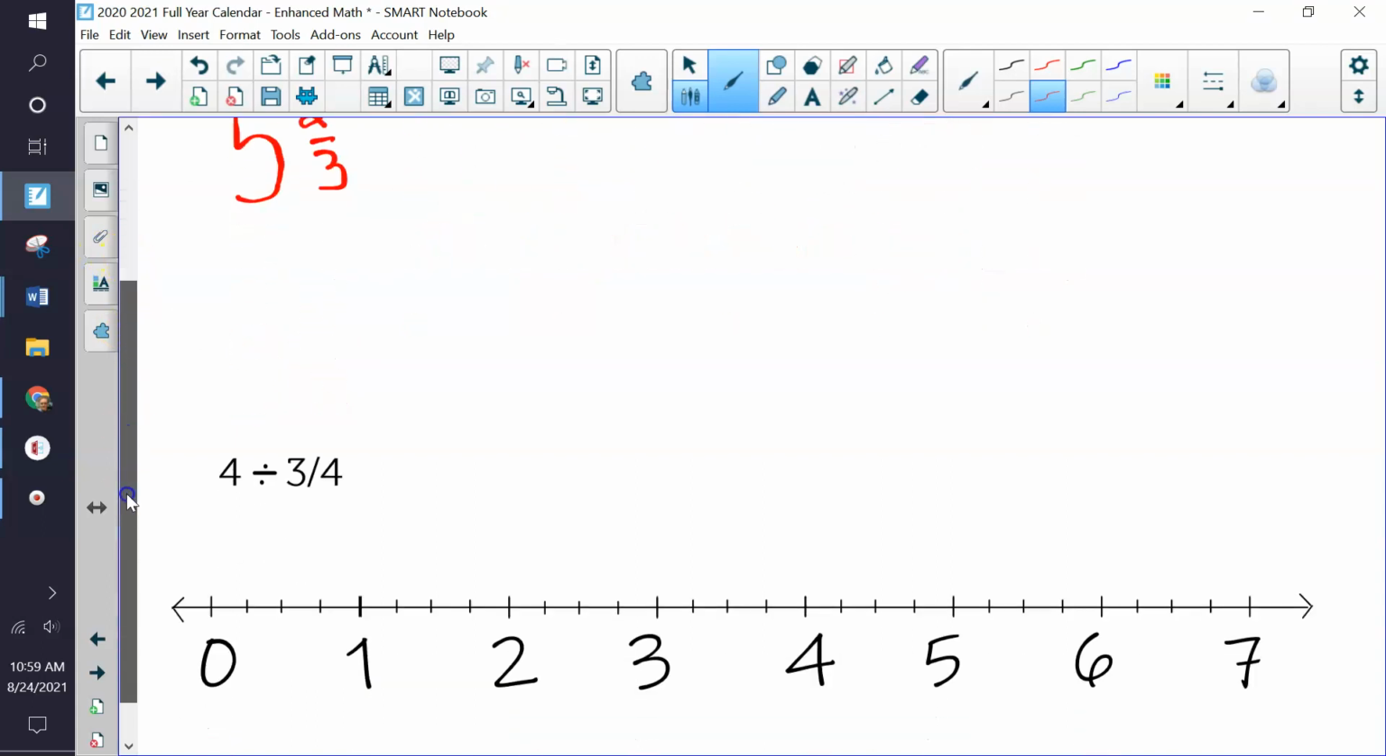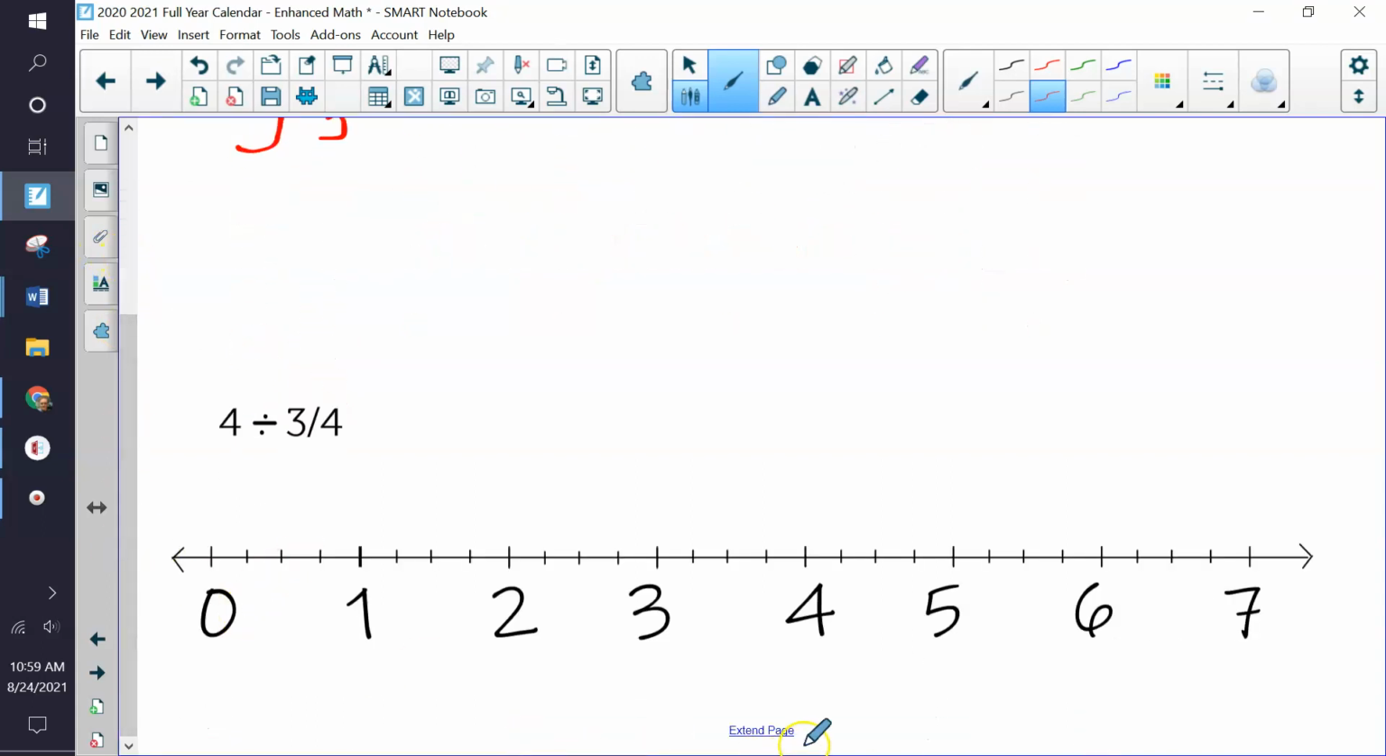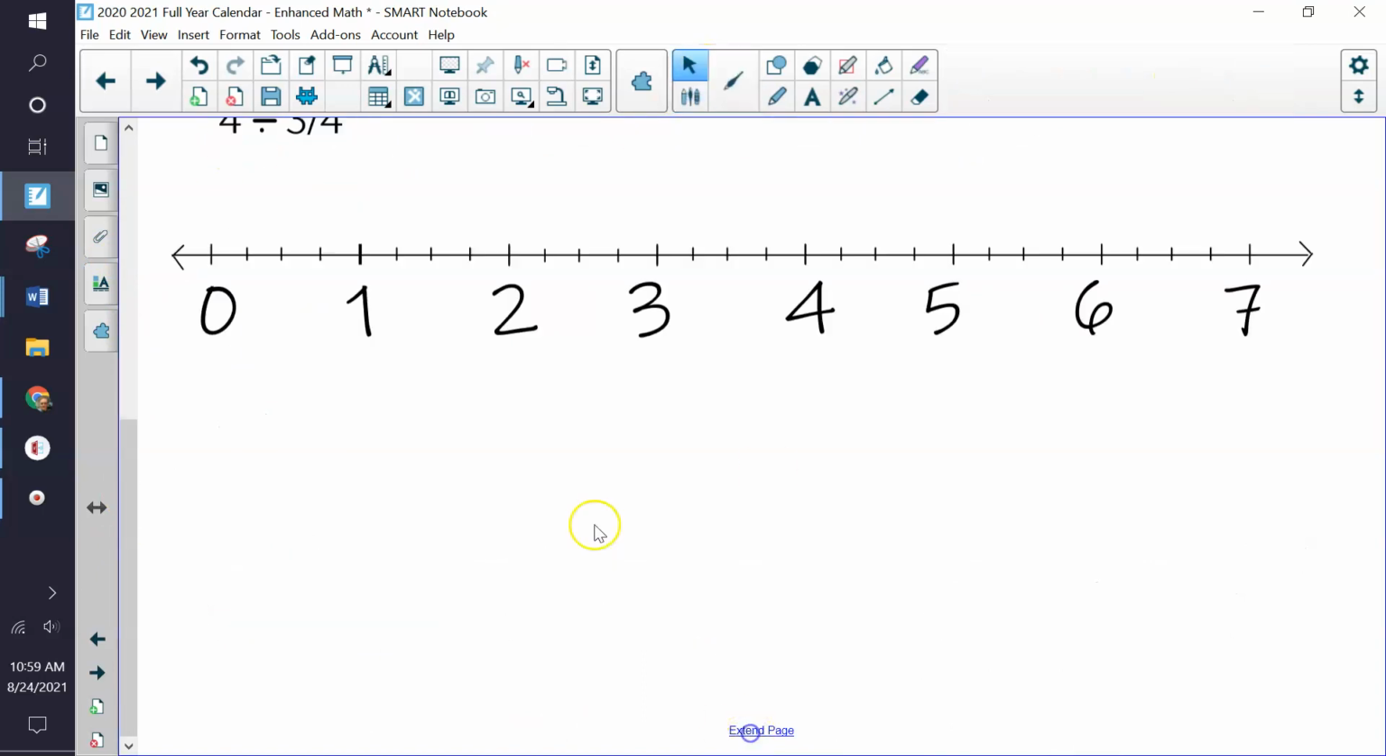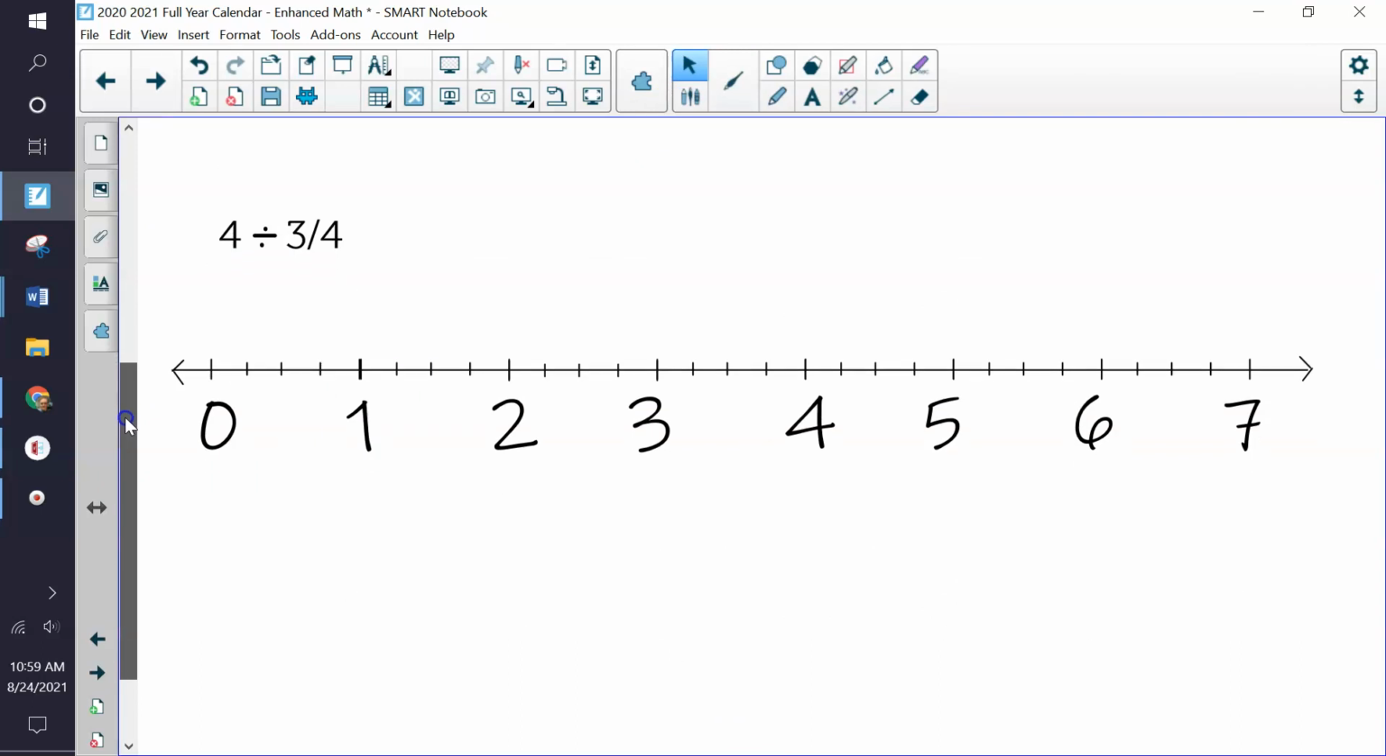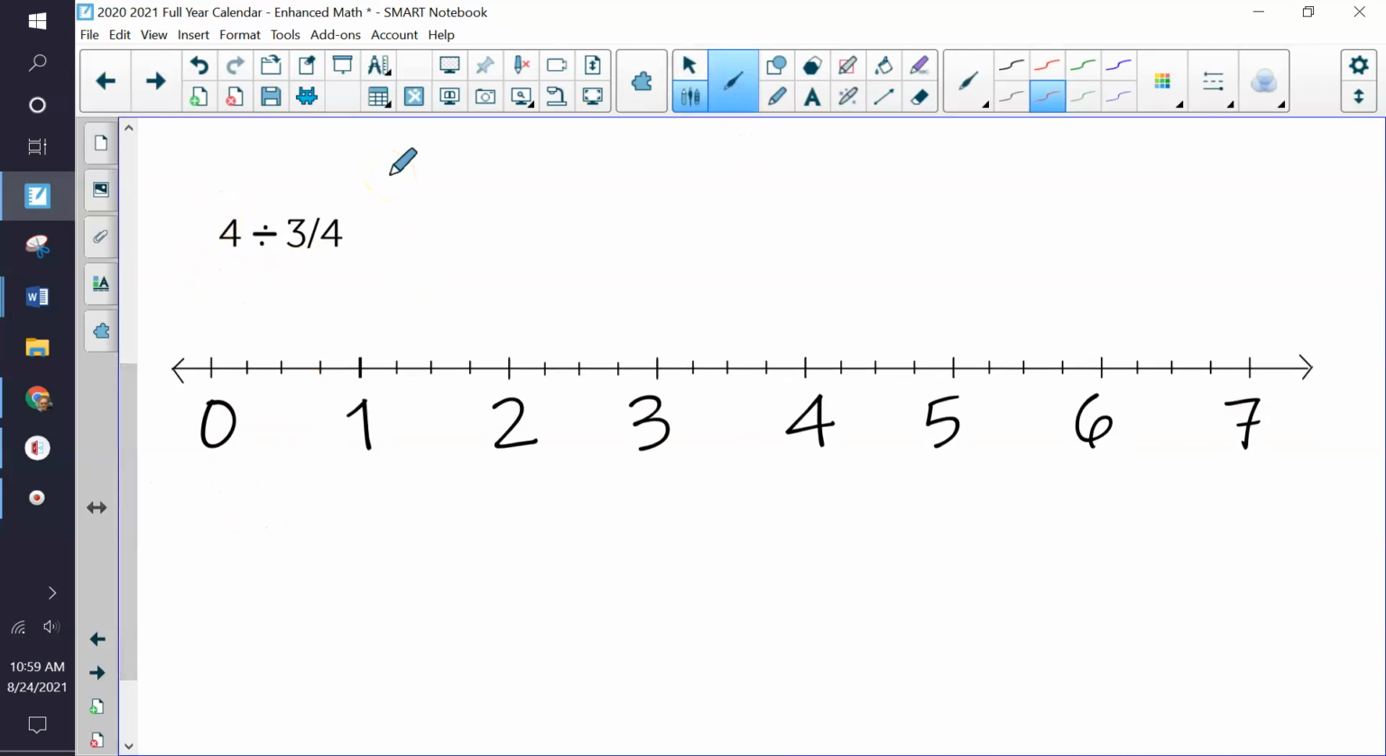5 2/3 is the answer. Let's take a look at this last one right here, this other example, and then we'll let you go here. 4 divided by 3/4. So we're going to start off by marking off our 4. Remember, this is our dividend. It tells us how many we have. And so I'm going to make a mark on this number line here. I'm stopping at the 4. And then we're going to make jumps of 3/4 or groups of 3/4.